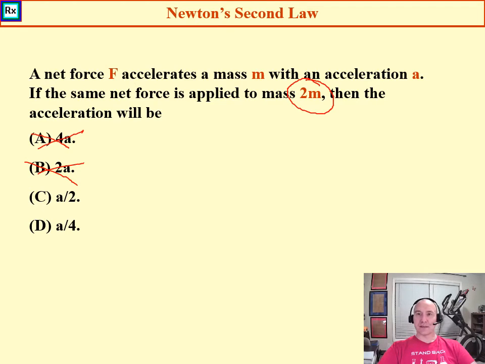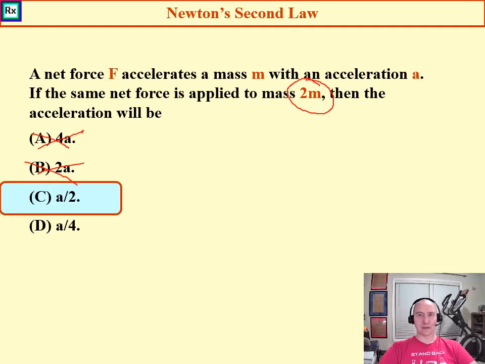Now, if you think about the equation, Newton's second law says net force equals mass times acceleration. So the force is constant. The force is the same on the left side. So if I have twice the mass, then I need to get rid of that 2 in order to give me the same amount of force. So I have to have half the acceleration.